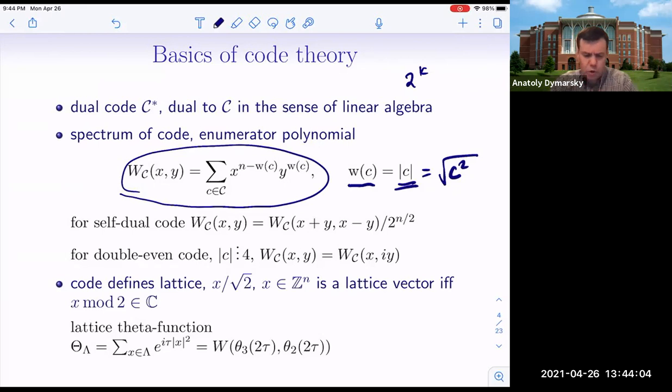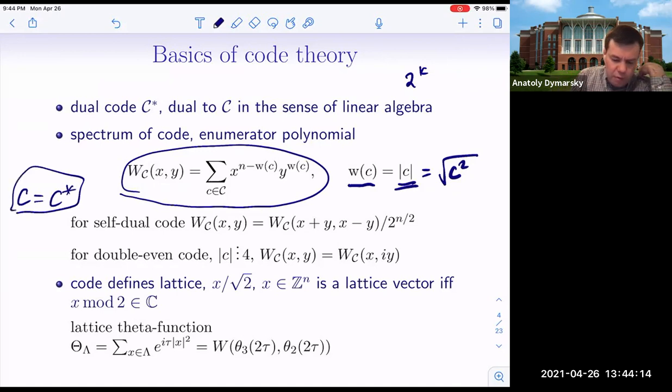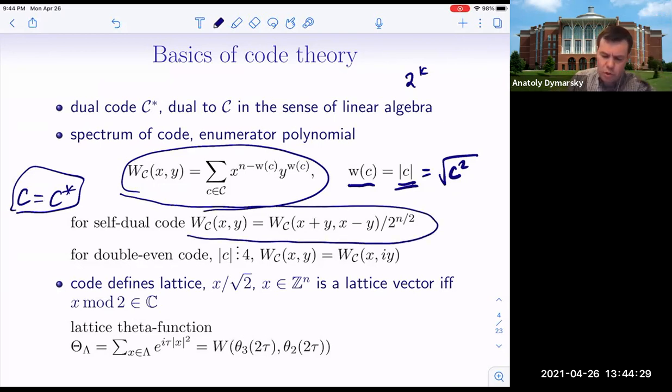But this polynomial is a convenient vehicle. For example, if your code is self-dual, as a vector space self-dual to itself, something like that would not be possible over the field of complex numbers, only over the binary field. So if your code is self-dual, it means the enumerator polynomial satisfies a certain algebraic identity, which is called the MacWilliams identity.